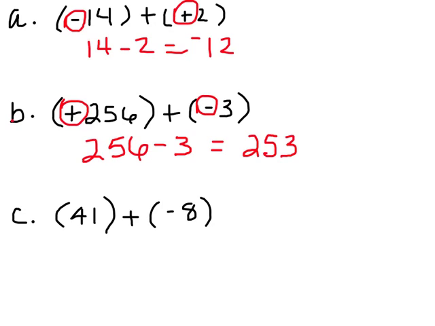Here I've got a positive, even though you don't see it here. If there's no sign, then that means it is positive. So I've got 41 and a negative 8, so it's a subtraction problem. 41 minus 8 equals 33, and it's going to stay positive because 41 is the larger number and it is positive.